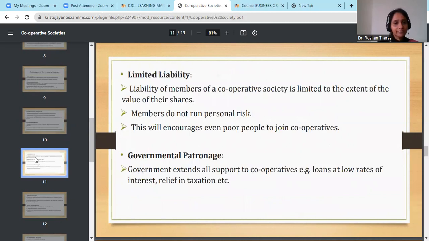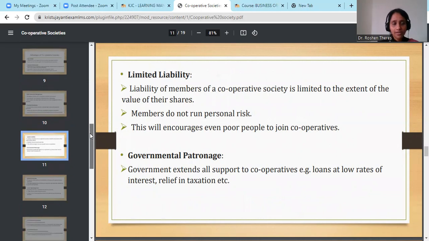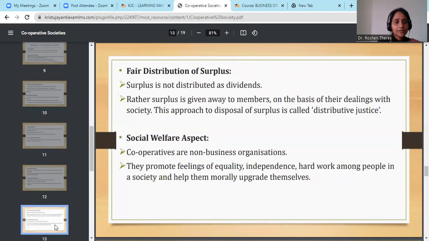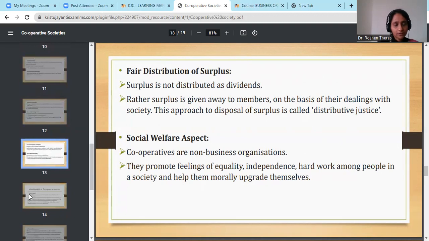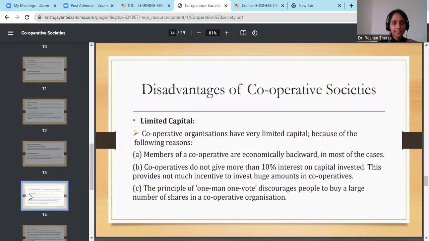Limited liability, and we know governmental patronage will be there. The government will be the patron, and the government will take the responsibility, or give more preference to giving loans at very low rates of interest and relief in taxation, etc. There will be fair distribution, or equal distribution, of the surplus. There will be a social welfare aspect for these cooperative societies.